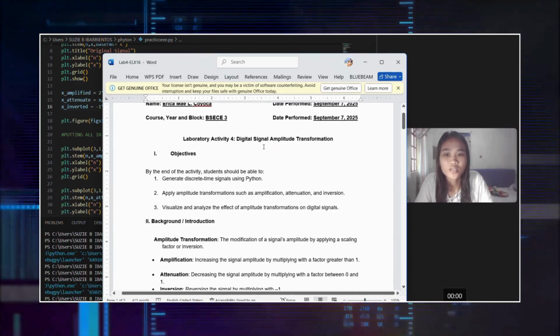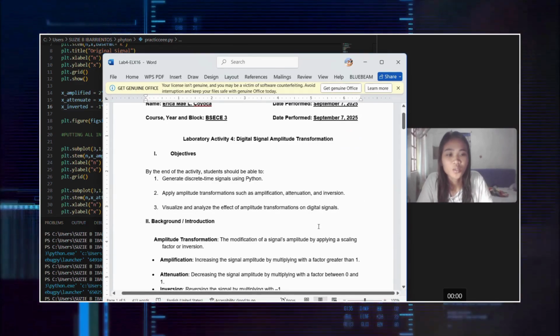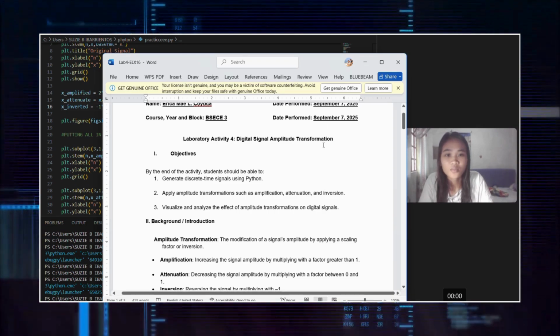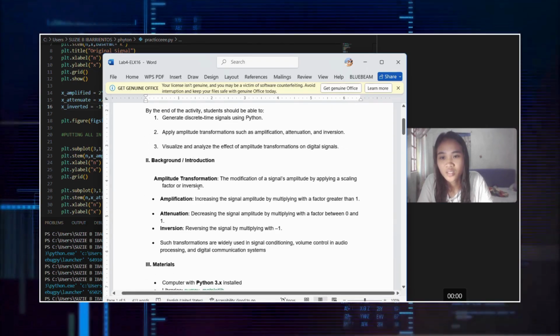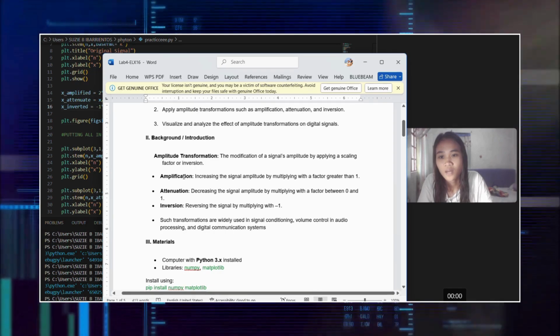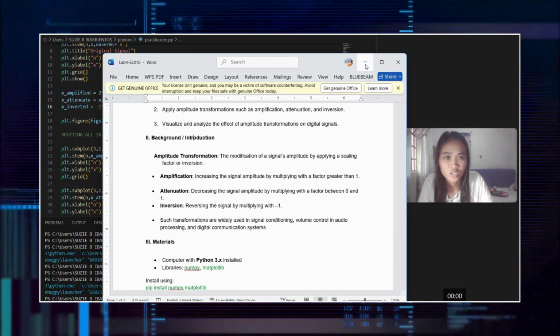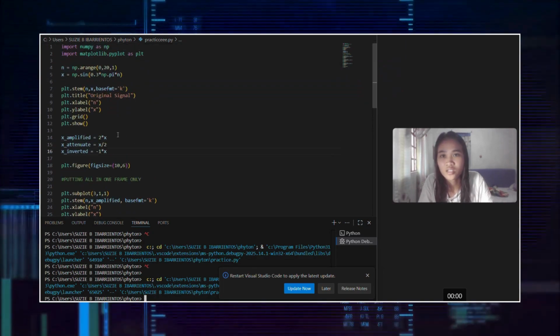Laboratory 4 about digital signal amplitude transformation. From before, the time was transformed, but here it's the amplitude. We have here the amplitude transformations, such as amplification, attenuation, and inversion. Let's see the difference of each.